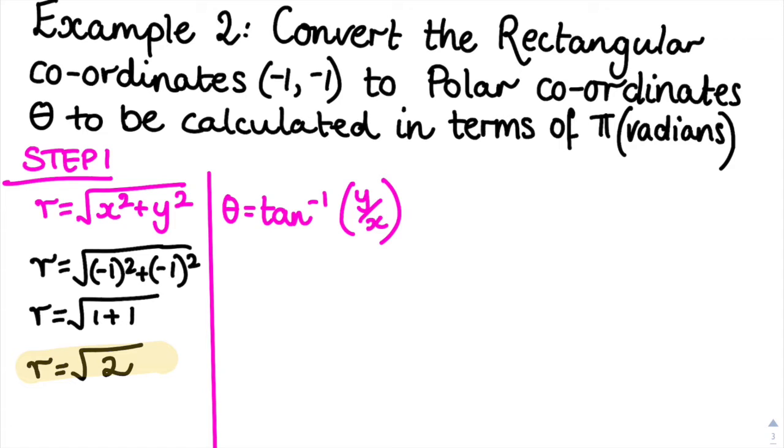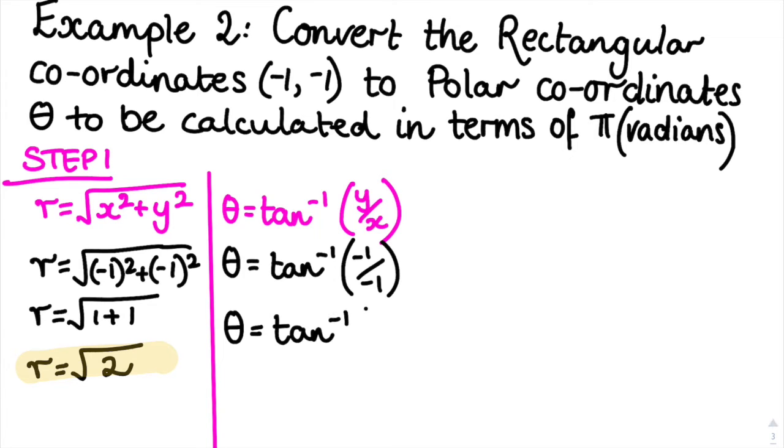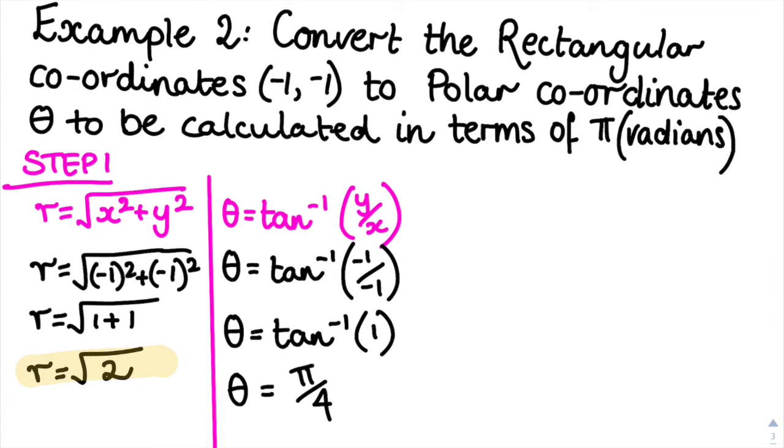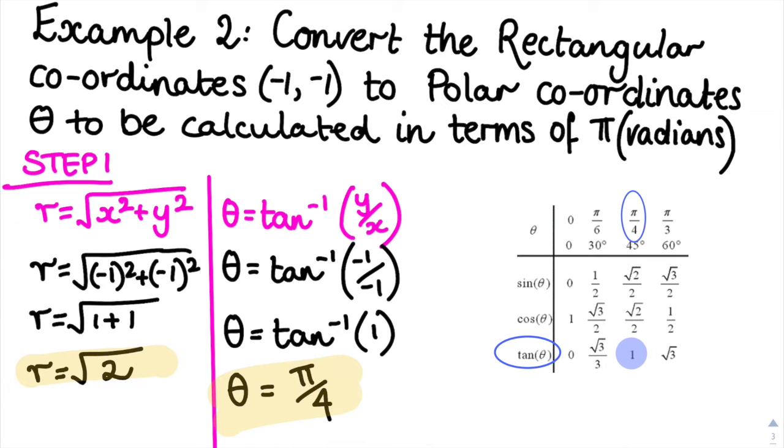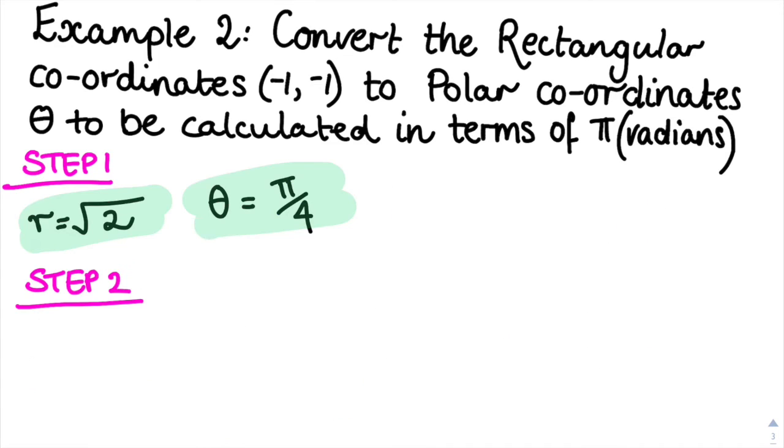Okay, let's calculate theta. Arctan or inverse tan of 1 gives us pi on 4. If you haven't yet memorised your trig identity values, you can use this table here to help. We can see that the inverse tan of 1 gives us pi on 4. So we have r equals root 2 and theta equals pi on 4.